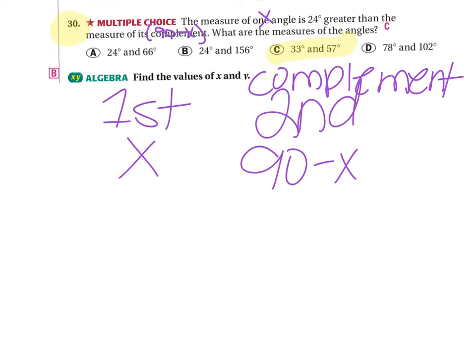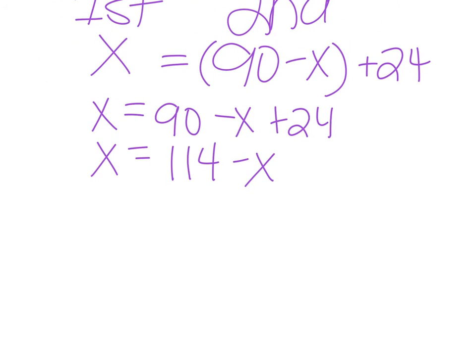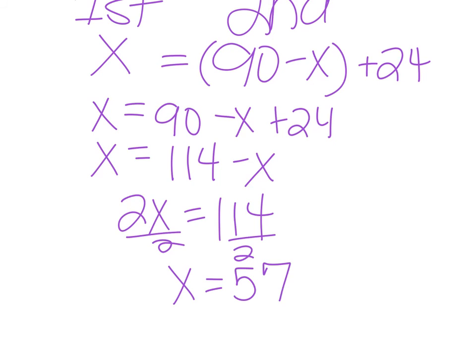How would I show 24 degrees greater than? Plus 24. So it's this plus 24 equals that. You could also have done x minus 24 equals 90 minus x, okay? But usually people favor the plus, the adding, instead of the subtracting. So x equals 90 minus x plus 24. x equals 114 minus x. Add the x, 2x equals 114. Divide by 2, and x is 57.